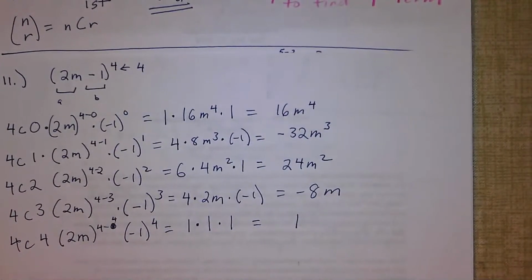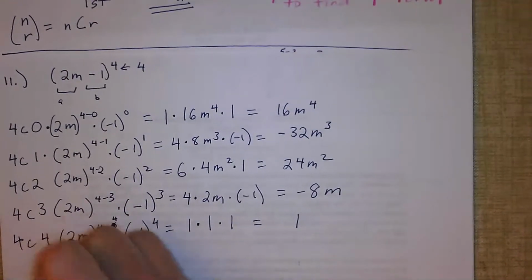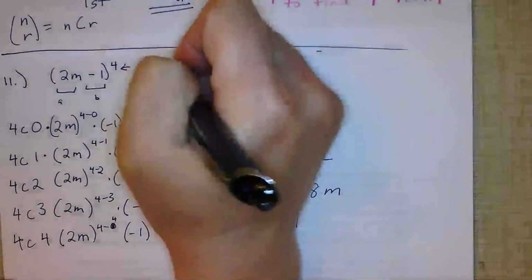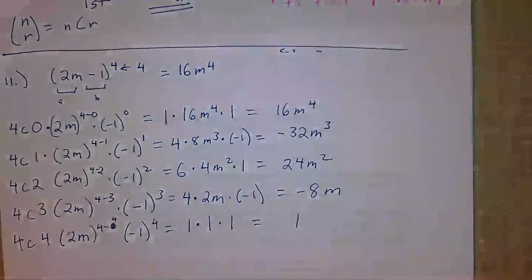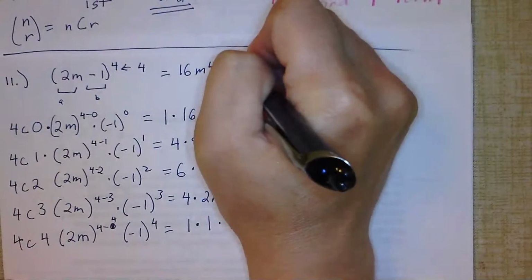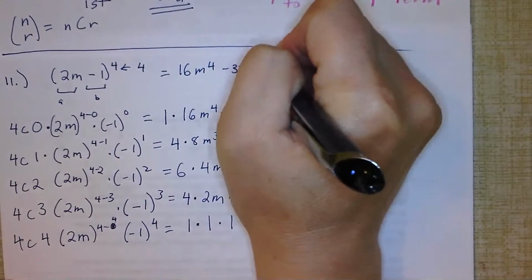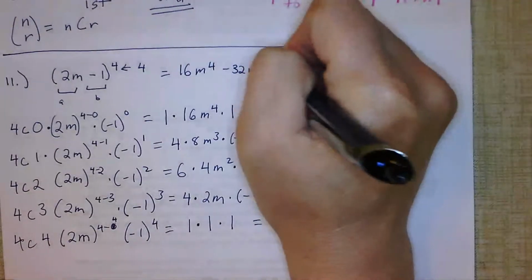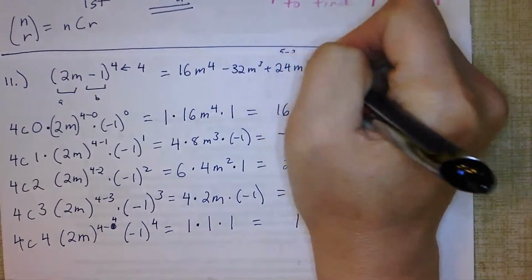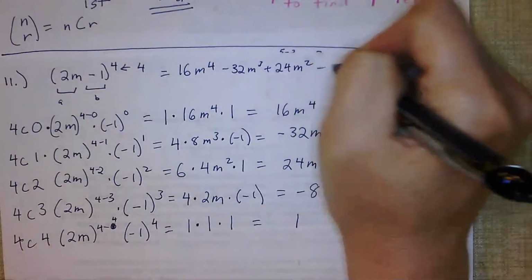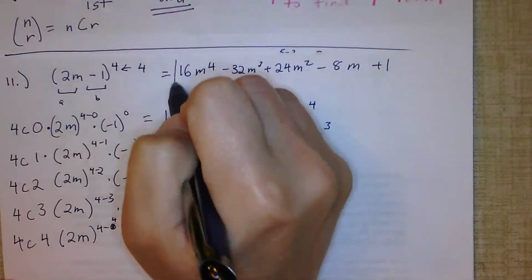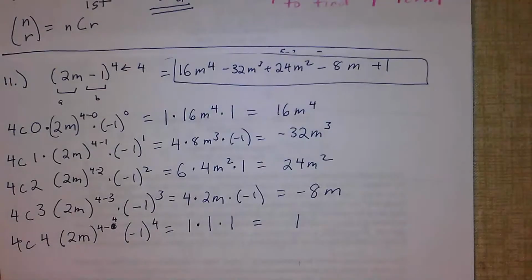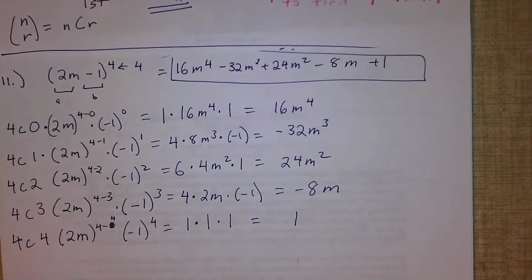Okay, so now that I have my 5 terms, I can write my answer as 16m to the 4th minus 32m to the 3rd plus 24m squared minus 8m plus 1. And that's my expansion. All right, so I'm going to do number 13.